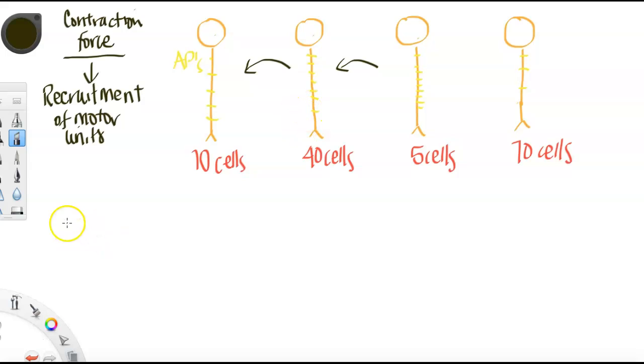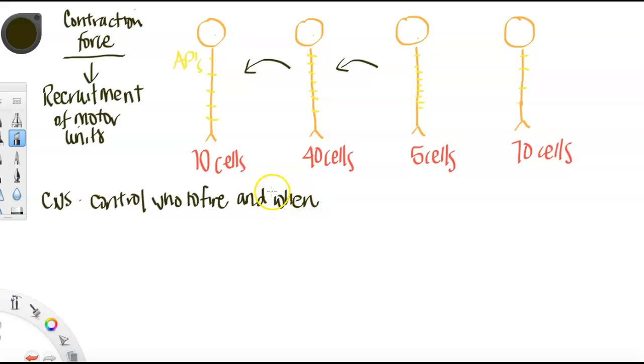All right. Now the central nervous system basically controls who to fire and when. So your nervous system can figure out, assess the amount of force that you need and stimulate accordingly. And it will stimulate according also to the muscle type that's there. Are they fast twitch fibers? Are they slow twitch fibers? What are we doing? What do we need? Do we need power? Do we need endurance type of thing?